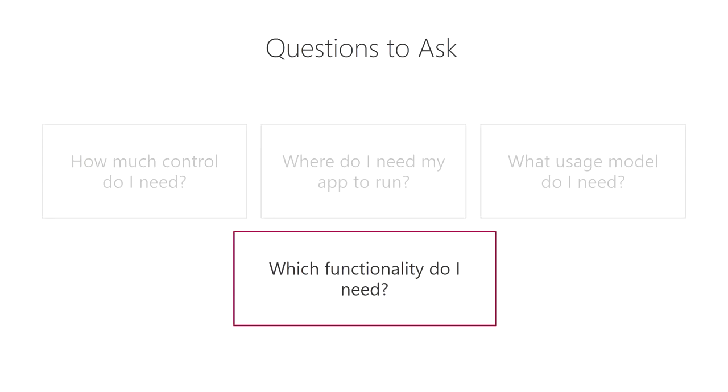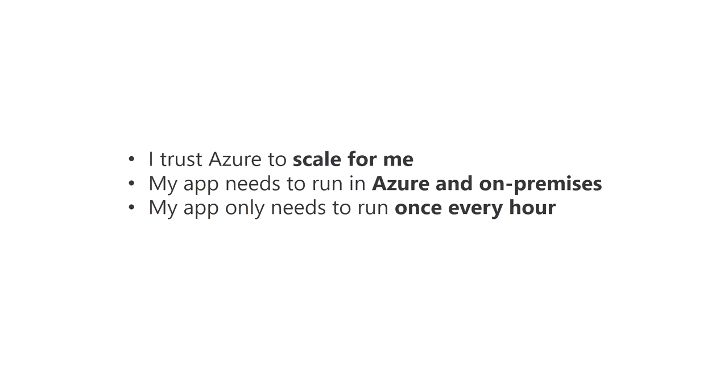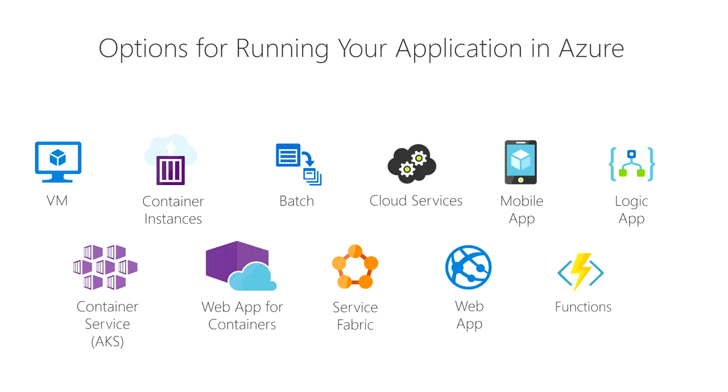So once I've answered all of these questions, I ask myself, well, the requirements of my app, which Azure service fits those requirements, so which functionality fits those requirements. All right, so let's just try this out. Okay. I have an app, and I trust Azure to scale for me. I don't want to do that myself. My app needs to run in Azure and on-premises as well. Okay. And my app only needs to run once every hour, so not all the time. So let's see.